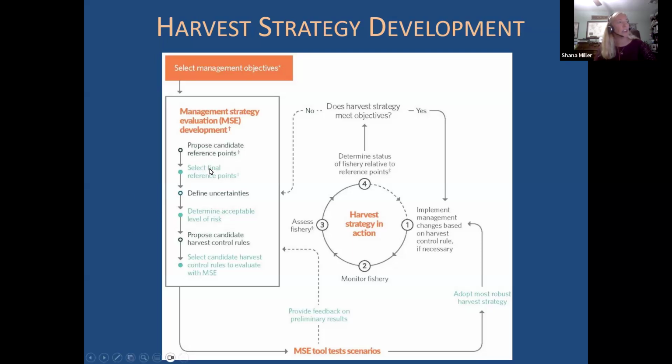But the point is there is an iterative exchange between scientists and managers, again with stakeholder participation during the MSE development process. We then adopt the harvest strategy and then implement the harvest strategy in this feedback loop that we will also go into. And importantly, when you adopt a harvest strategy, it's not set in stone forever. Of course, every now and then you evaluate whether your harvest strategy is meeting your objectives. If yes, you keep implementing. If no, you might come back into your MSE and reevaluate things.